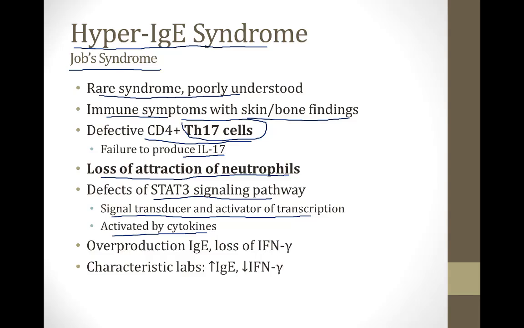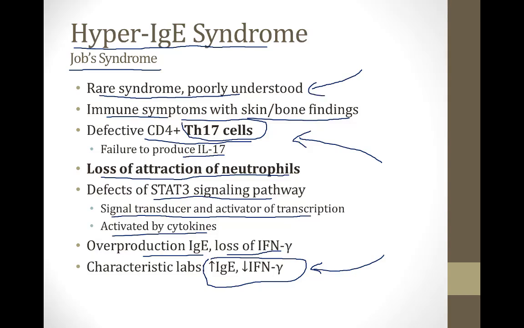People with this condition have an overproduction of IgE, obviously that's why it gets its name. They also have a loss of interferon gamma, and you can find this when you do lab tests. You can find high levels of IgE and low levels of interferon gamma. Now, how these alterations affect the T cells and the neutrophils and the signaling pathway are not known. As I said before, this is a very complex, poorly understood disorder.